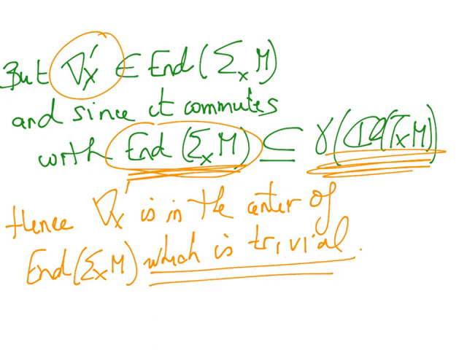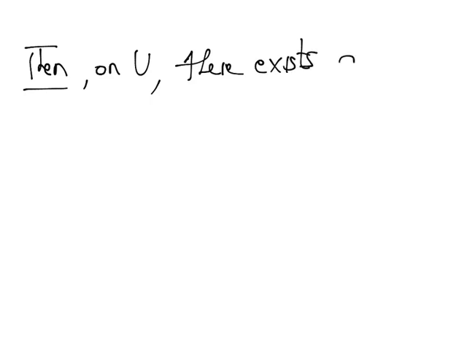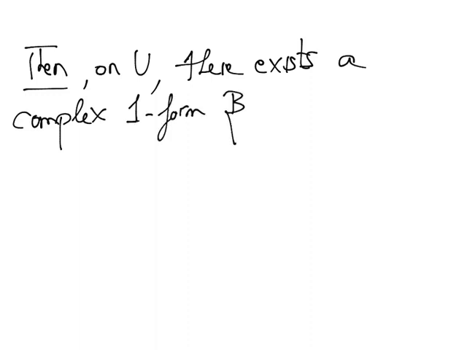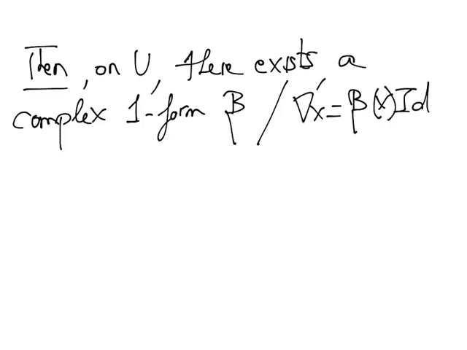What does it mean that nabla prime x is in the center and the center is trivial? Then on U there exists a complex one form. I'm going to denote it by beta, such that nabla prime x is equal to beta x times the identity, again because the center is trivial.